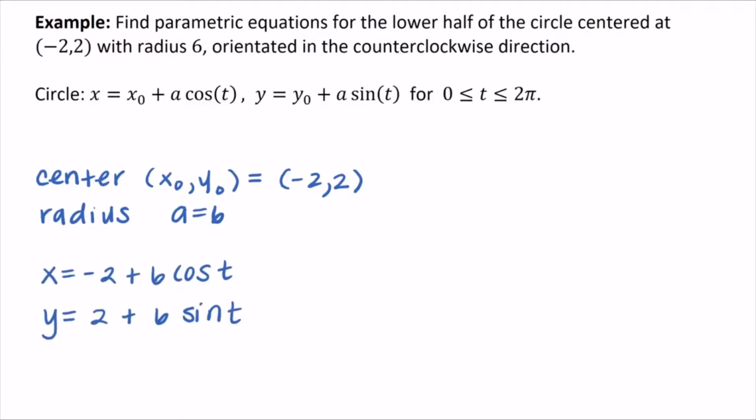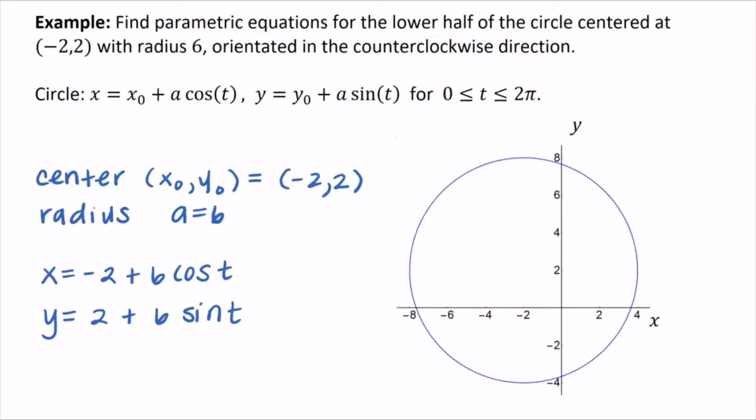Thus we can use the parametric equations x equals -2 plus 6 cosine t and y equals 2 plus 6 sine t. This parameterization will generate the circle in the counterclockwise direction. However, if we use 0 less than or equal to t less than or equal to 2 pi, we will get the complete circle. And here, we only want the lower half of our circle.